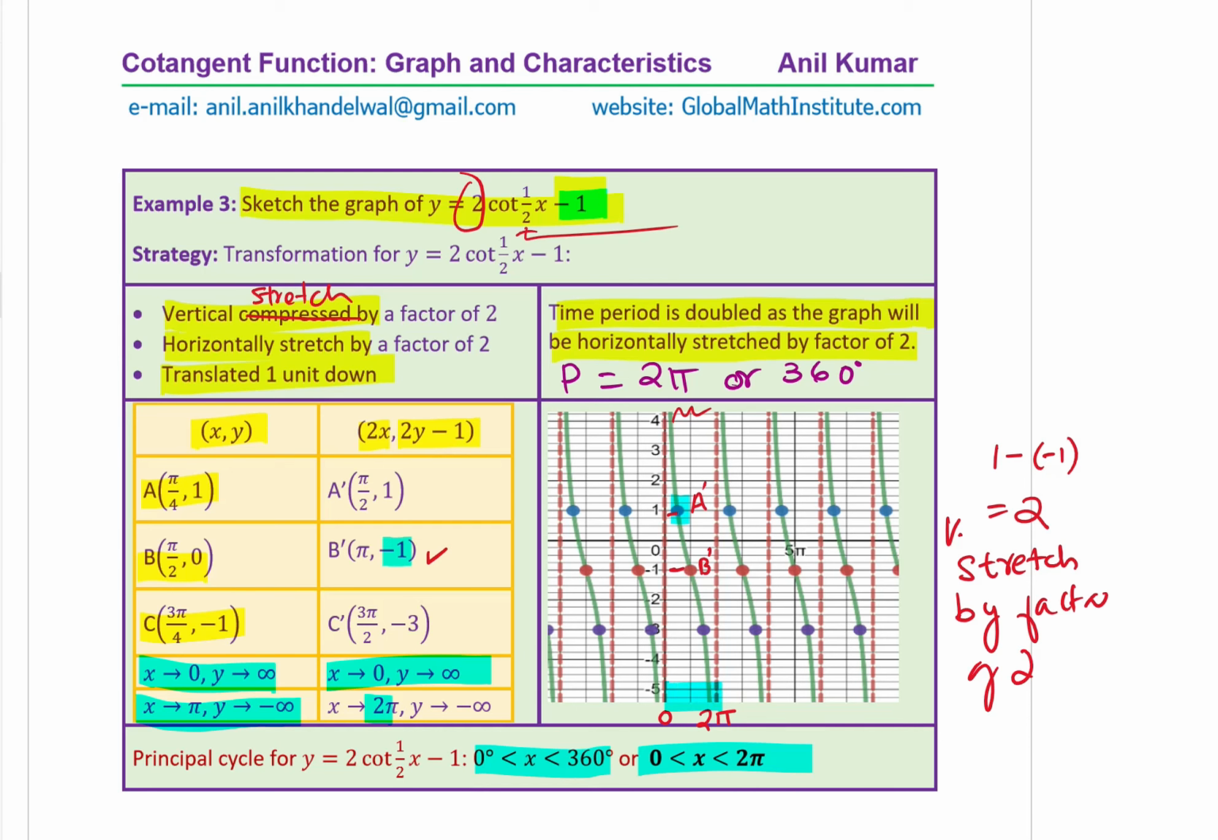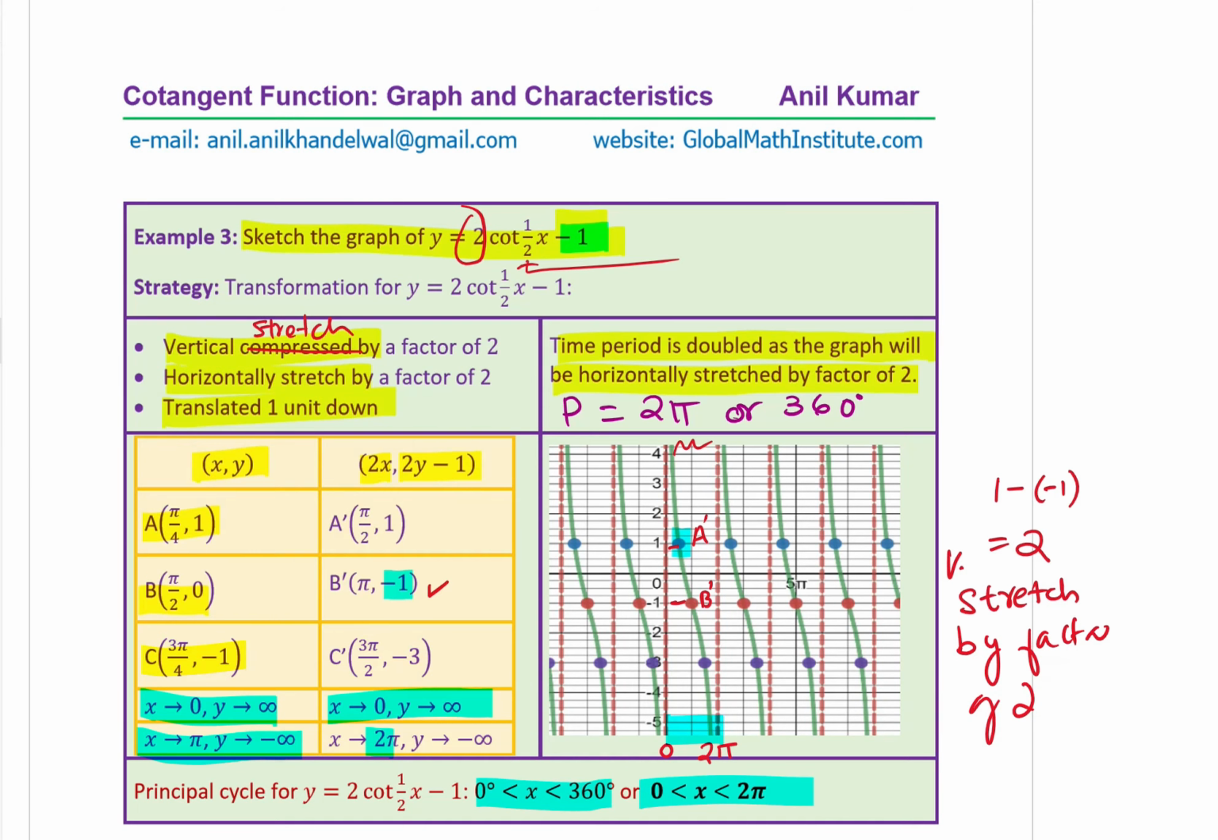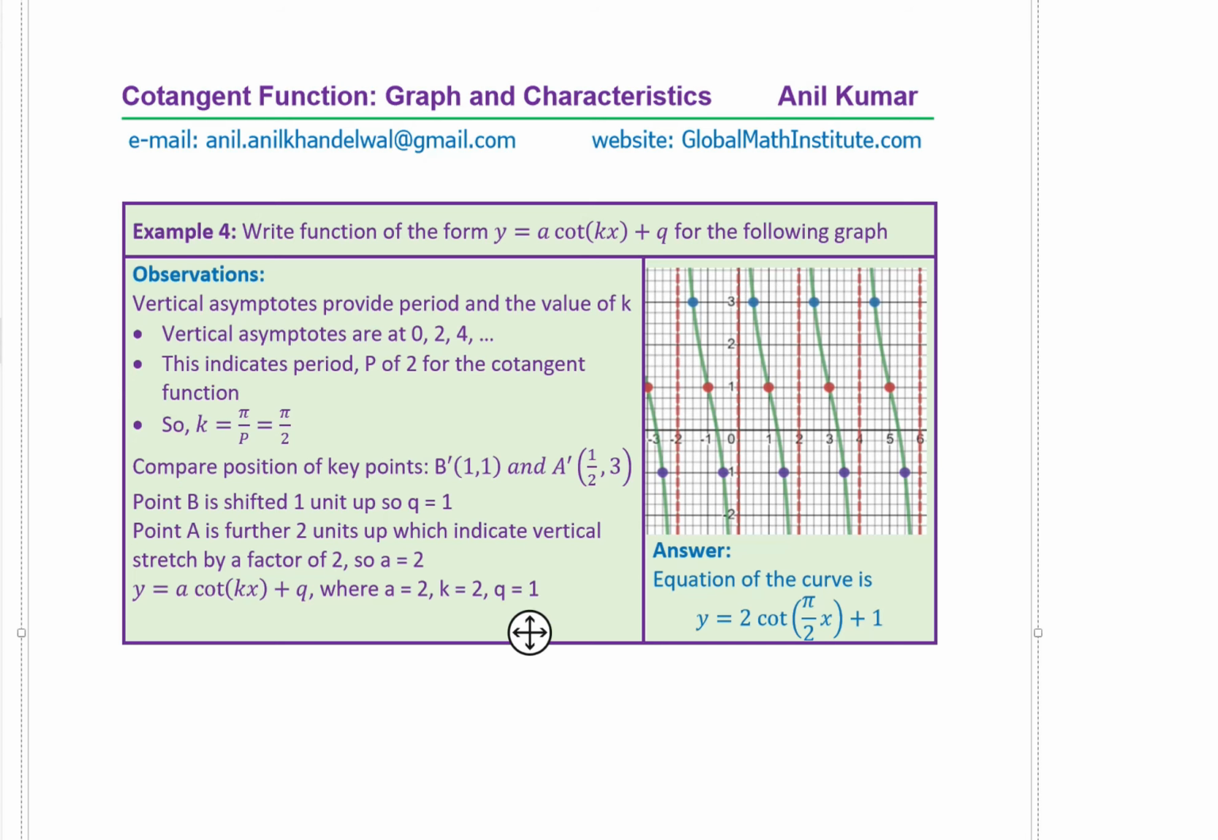Perfect. Now let's look into the last example. In this particular example, the question is to write the function from the graph, right? So write the function in this particular form, y equals a cotangent x plus q, for the following graph.